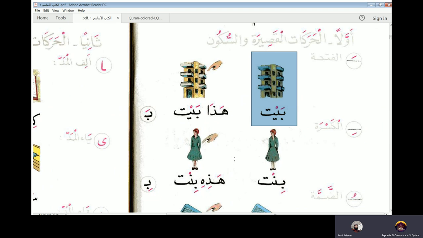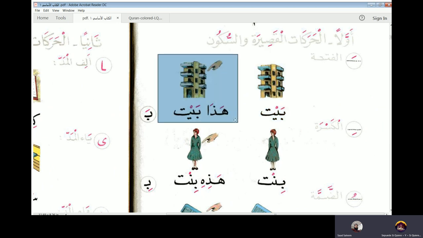Baitun, good. Yes, a baitun. A house. Hada baitun. This is a house. Good.